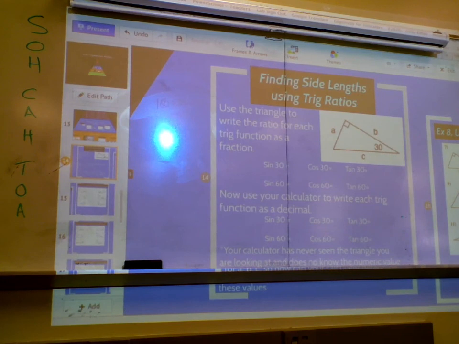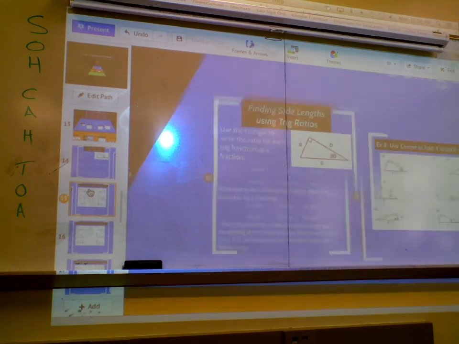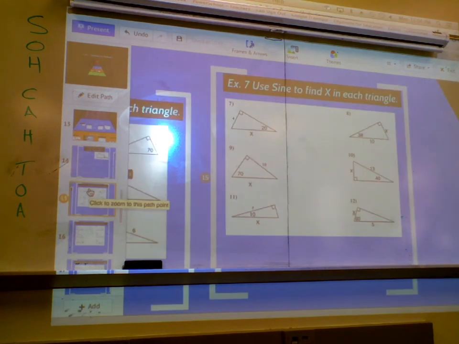So, first example on your page. If I can find my mouse. There we go. We want to use sine to find x in each triangle.